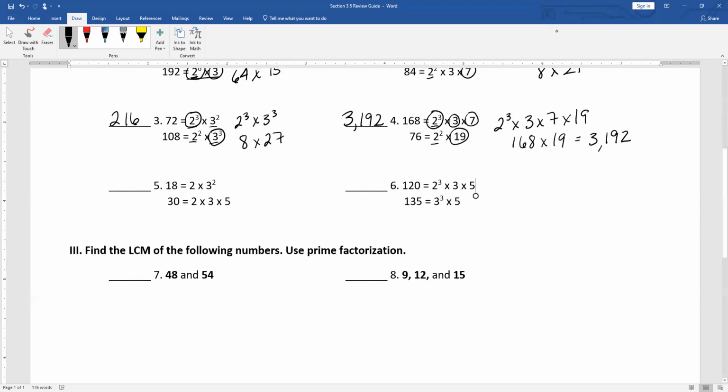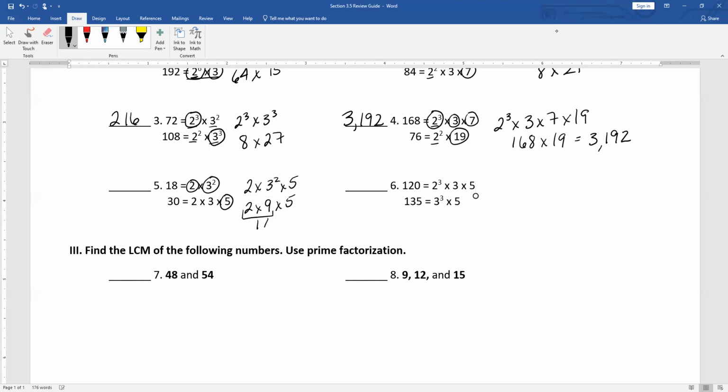All right, number 5, we're comparing 18 and 30. So they both have a 2, so I'm just going to get the first one. They both have a 3, but 18 has 3 squared, so I need to take that one because it has the higher exponent. And then we also need this 5 from the 30. So 2 times 3 squared times 5 simplifies to 2 times 9 times 5.